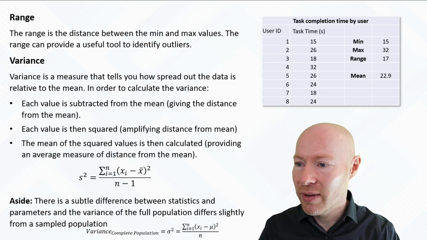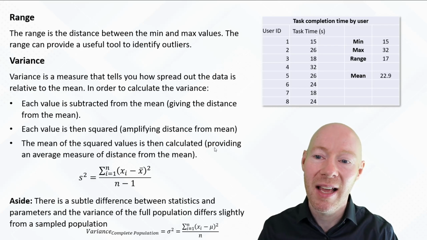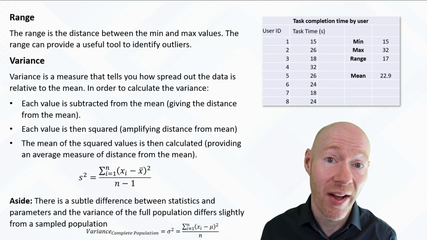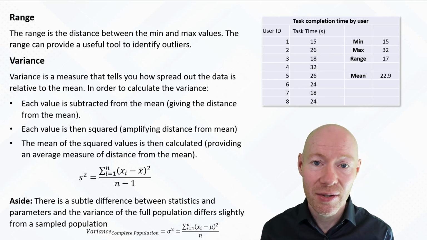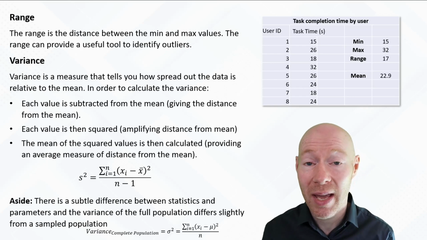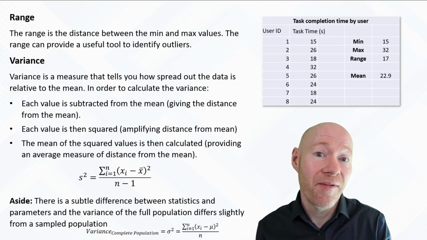The third step that we then do down here is the mean of the squared values is then calculated. So that simply says, okay, in this case we had 8 values. We've calculated their distance, we've squared it. Let's just take the average value that we have then. And that average value is what we call variance.